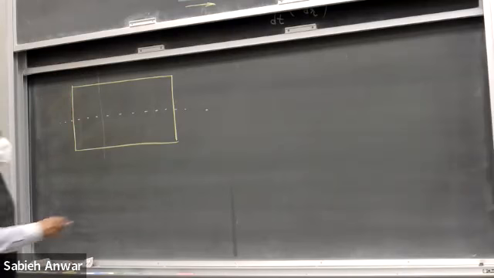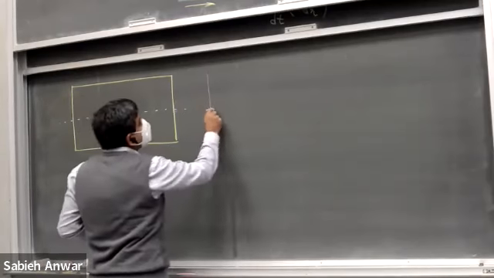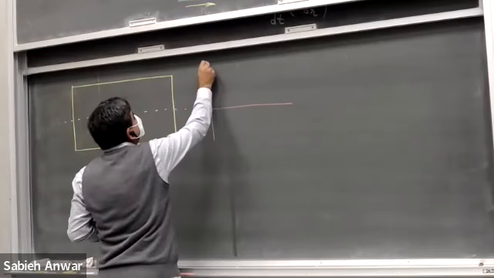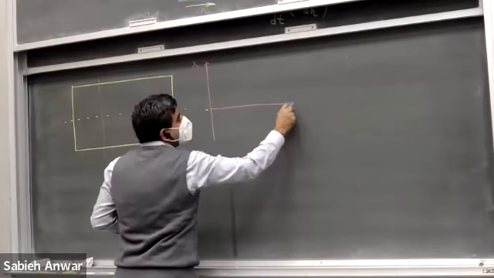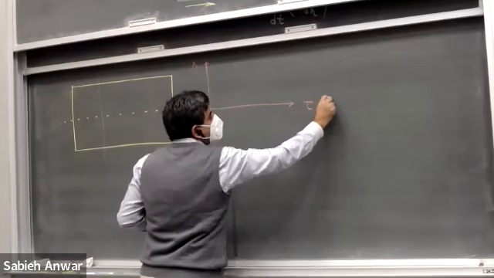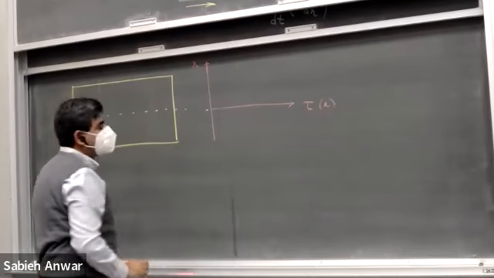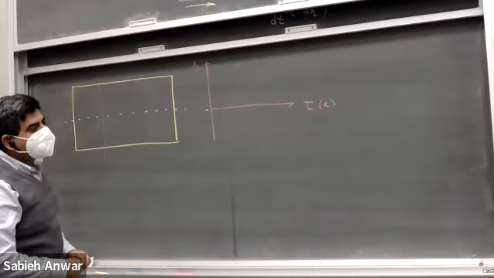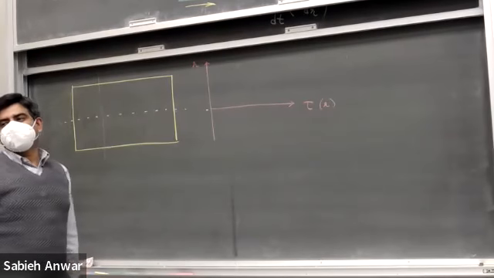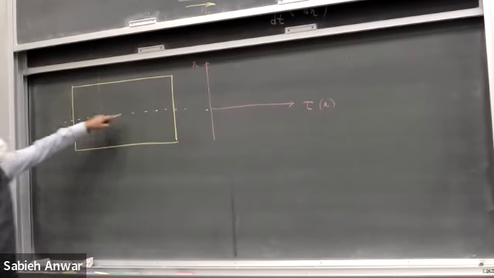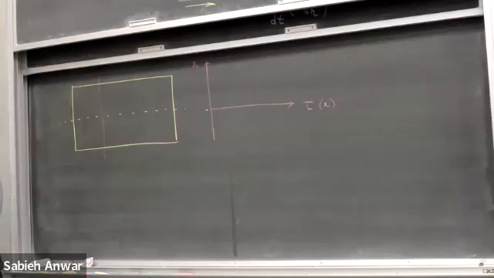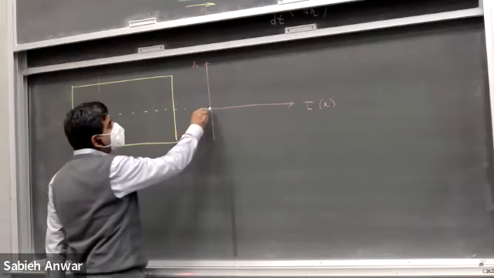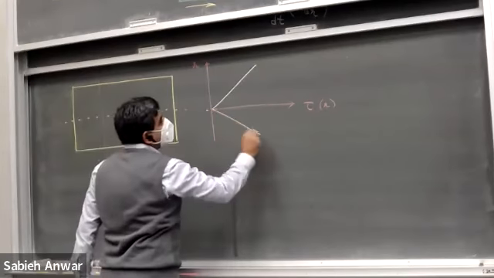And if I were to make a graph, this is my r axis, here is my tau axis. My stress is 0 on the axis, and it's maximum as I move towards the wall. So I could make this particular kind of graph here.